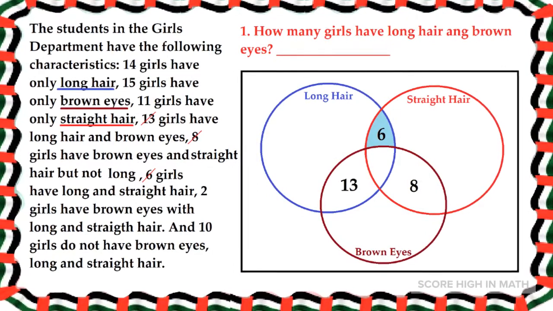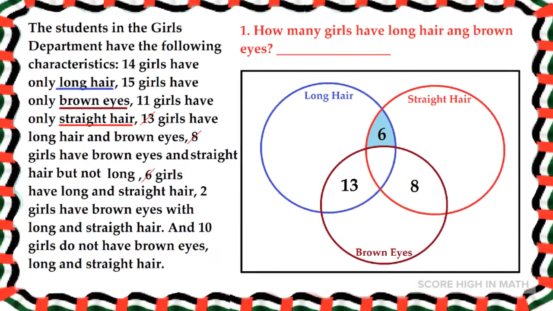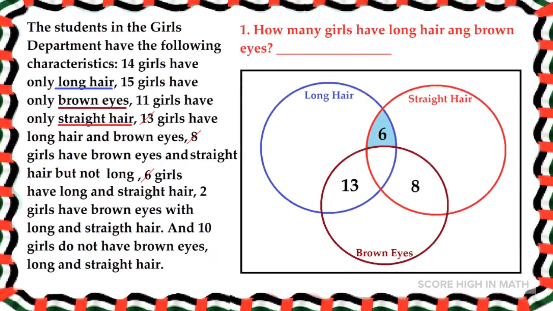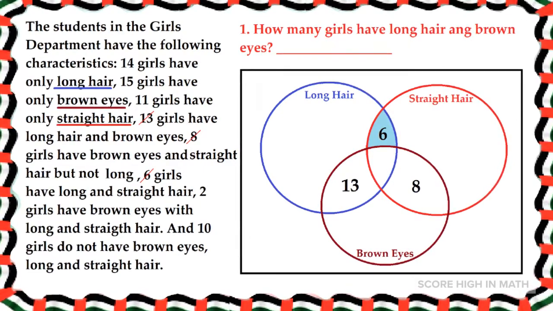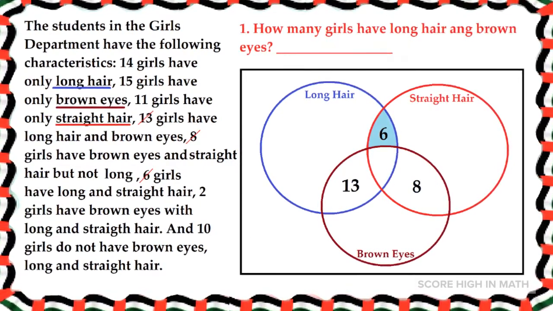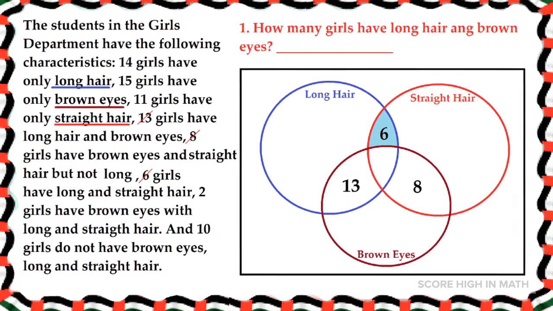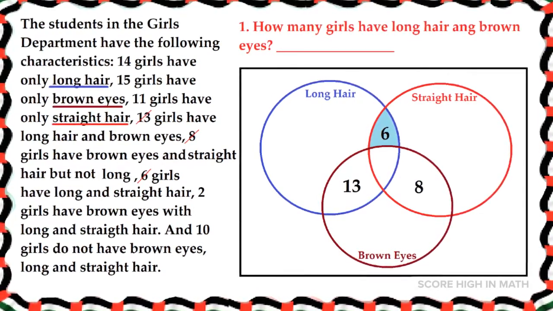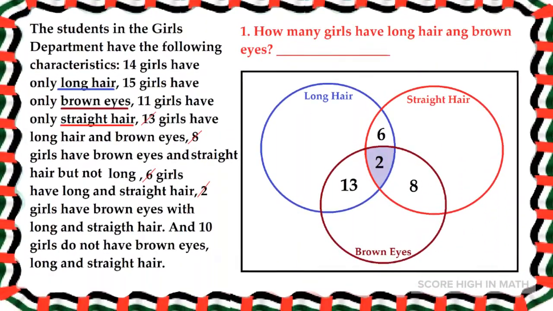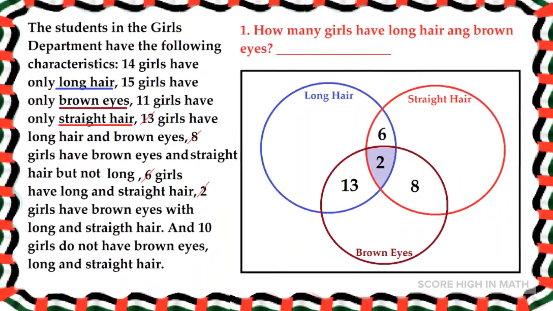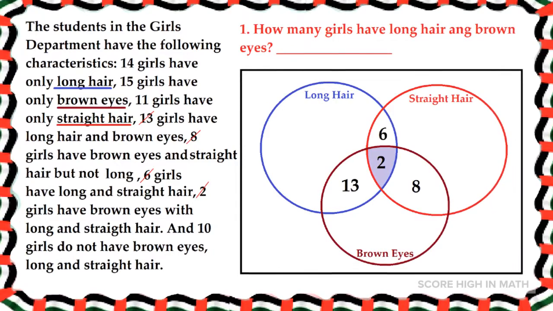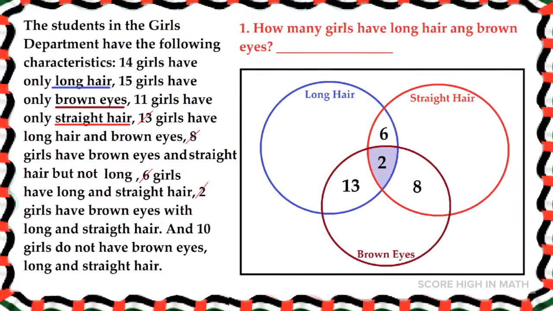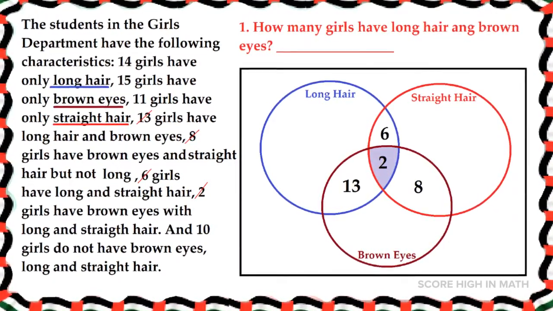6 girls have long hair and straight hair, so the intersection of the blue and red circle will be the place where we are going to put the 6. We are not going to include the brown circle because it is not written the girl has brown eyes. 2 girls have brown eyes with long hair and straight hair, so the intersection of the 3 circles will be the place where we are going to put number 2.